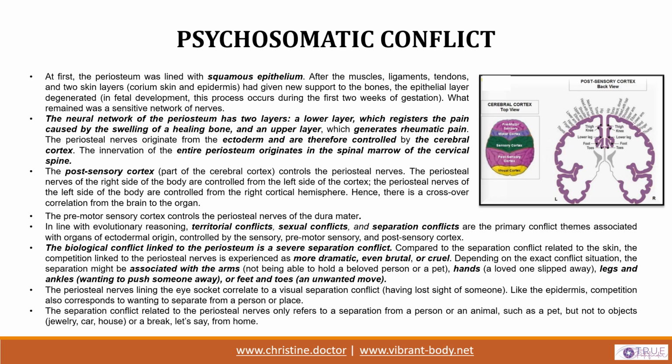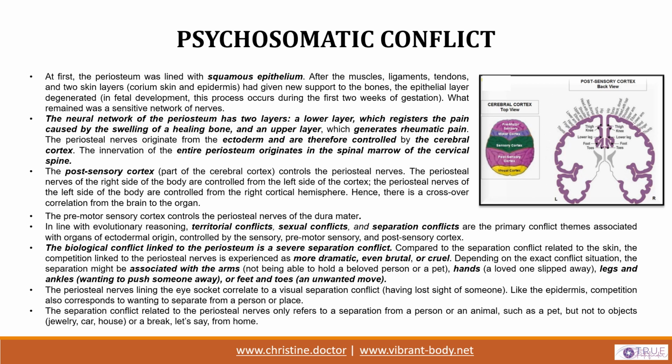The postsensory cortex, which is part of the cerebral cortex, controls the periosteal nerves, and the periosteal nerves of the right side of the body are controlled from the left side of the cortex, and the ones on the left side of the body are controlled from the right cortical hemisphere. And hence, we have a crossover correlation from the brain to the organ.